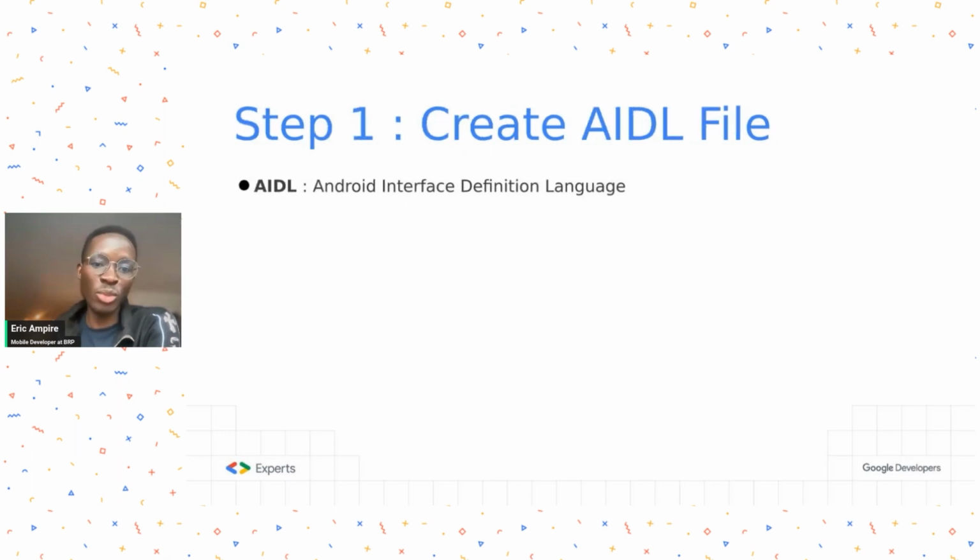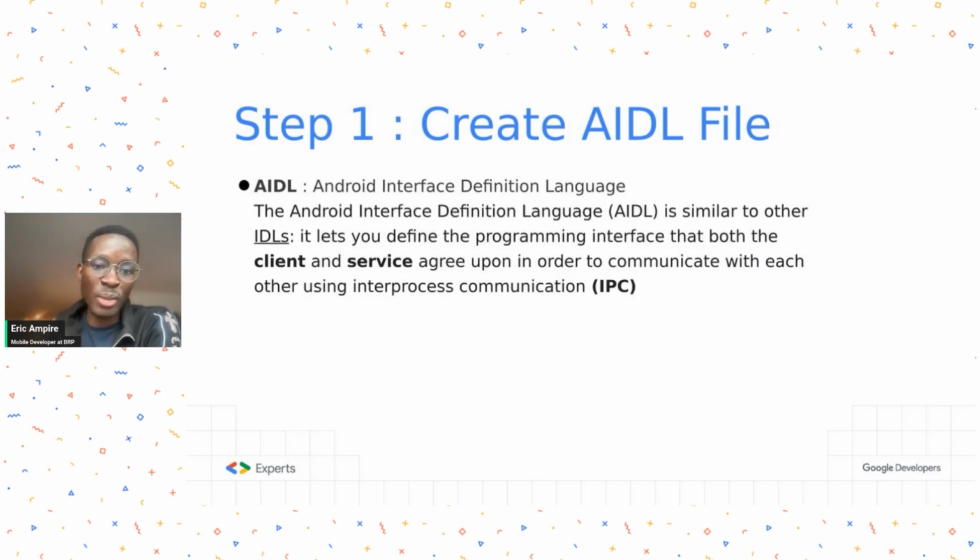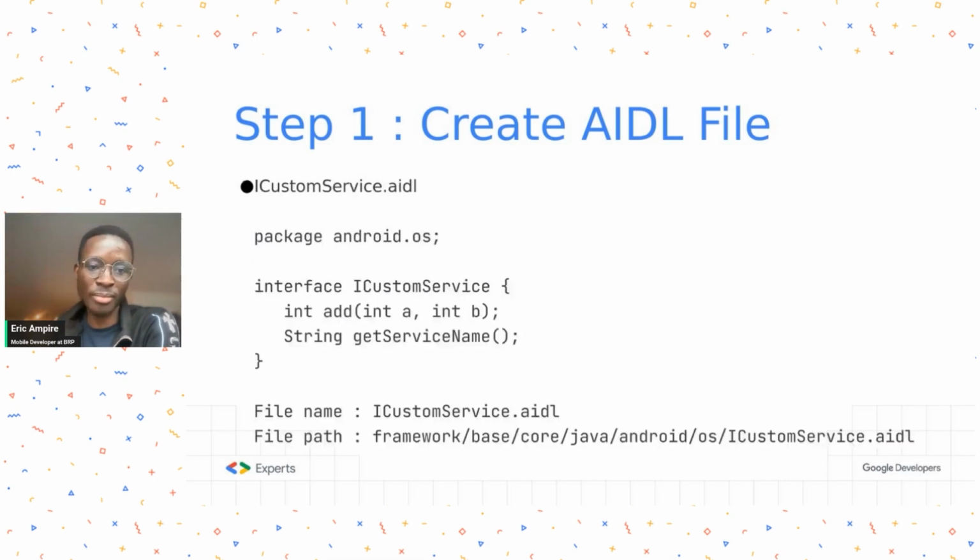The first thing you need to do is to create an IDL file, right? IDL means Android Interface Definition Language. Basically, this file will be like a contract between the client and the service, right? And that contract will be like an agreement in order to communicate using the interprocess communication mechanism.